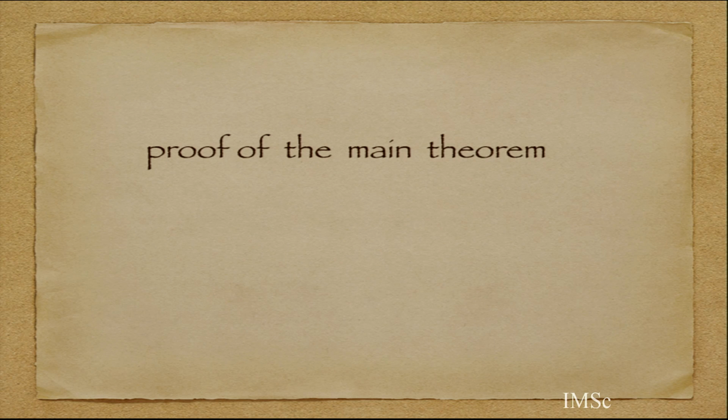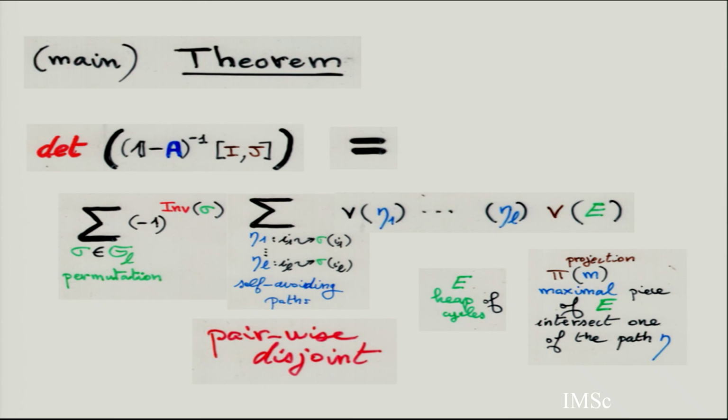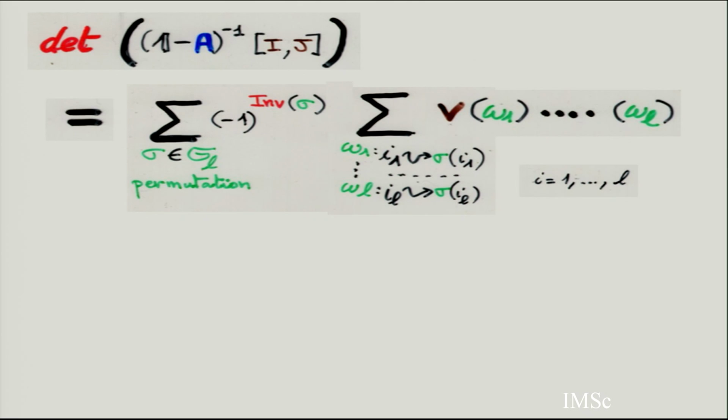So, proof of the main theorem. I just repeat the main theorem. You have to prove that the determinant, the minor for the matrix 1 minus A inverse with the column rho I and column J, is this big summation over blue paths, the heaps of cycles with the condition of the maximal piece, and the paths must be 2 by 2 disjoint. So first I can write the definition of my determinant. It's a summation with permutation and with the sum of all the weights of all the paths.